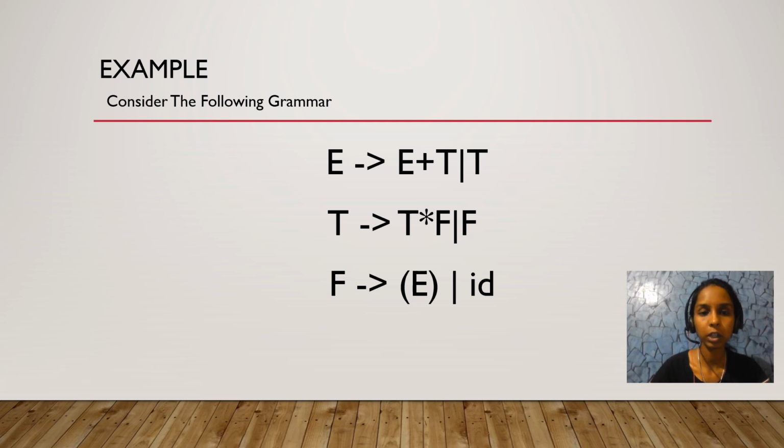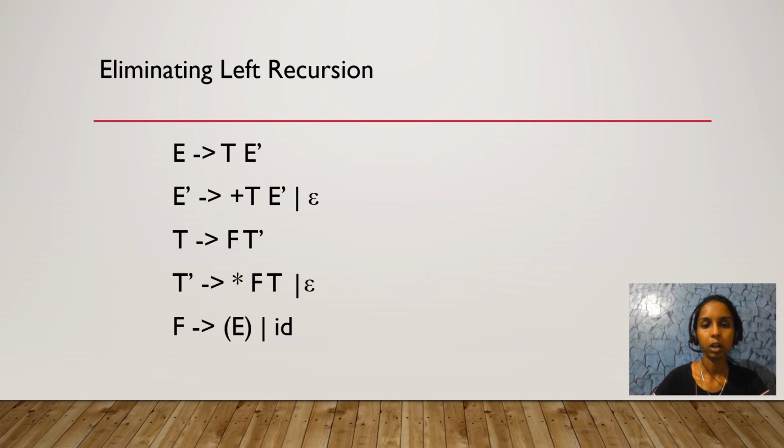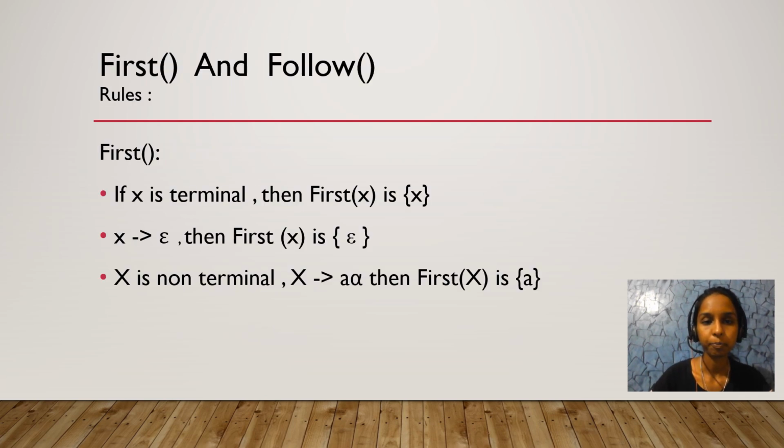First we'll consider a grammar. For example, E tends to E plus T slash T, and T tends to T star F slash F, and F tends to E and ID. This grammar contains left recursion, so we'll remove the left recursion and it results in the following grammar. This grammar is free of left recursion and also does not contain any left factoring. Next we'll move on to the first and follow functions.